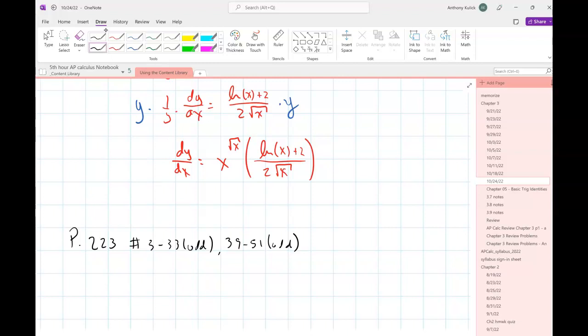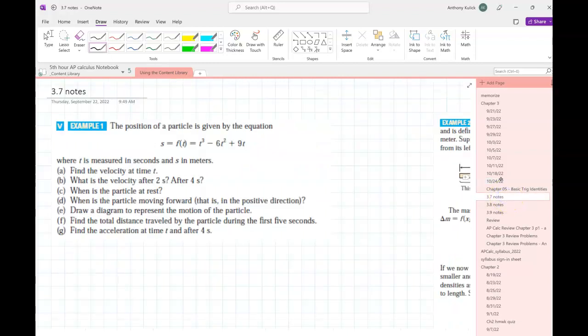Okay, let's start and see how far we get in 3.7 here. So 3.7 has no big conceptual ideas. Rather, it's just taking these ideas that we've been building on and applying them to natural and social science settings.